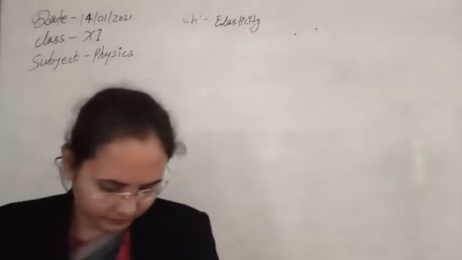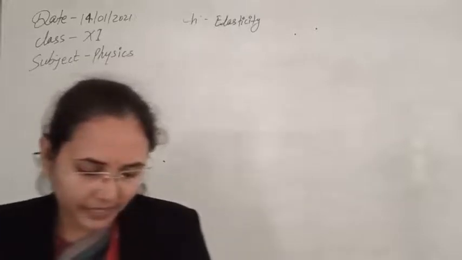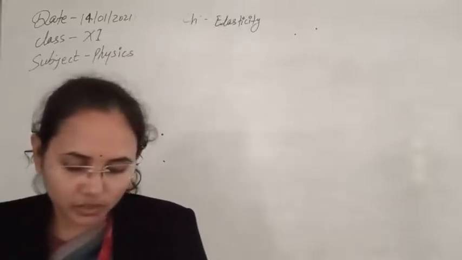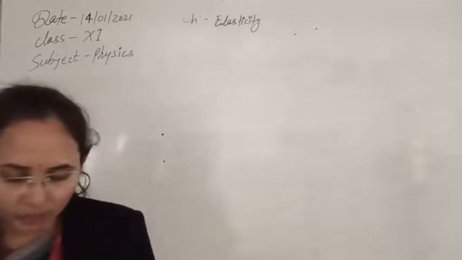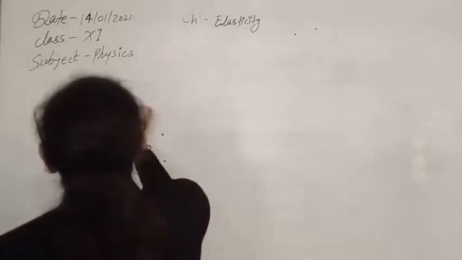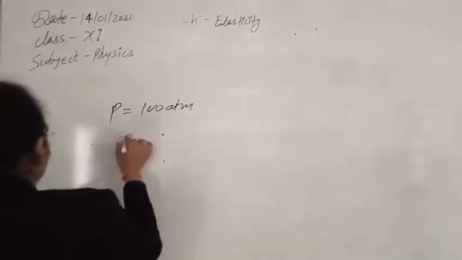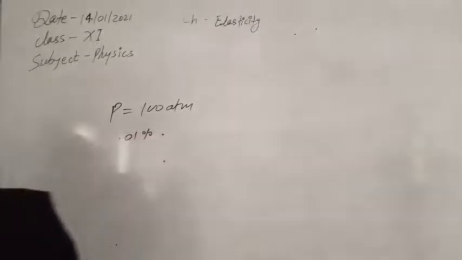here, a spherical ball contracts in volume by 0.01% when subjected to a normal uniform pressure of 100 atmosphere. So it is given that the pressure applied to change the volume is 100 atmosphere. Now there is the change in volume, it is reduced by 0.01%. Contracted means that it is reduced. So we have to find out what will be the bulk modulus for the material.